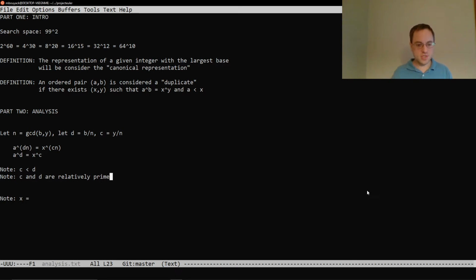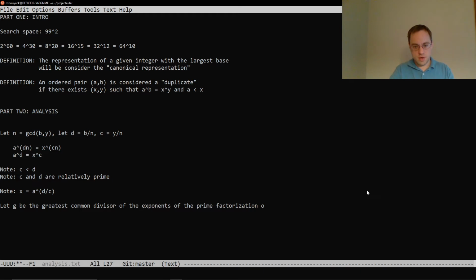This is because we factored out the greatest common divisor, and so now we have a situation where our exponents are relatively prime. And that's going to have certain advantages. Okay, so now we can take the c root of both sides, and that's going to give us that x is equal to a to the d over c. And so we can look at the conditions under which this will cause x to be an integer. We know that x is an integer, and so let g be the greatest common divisor of the exponents of the prime factorization of a.